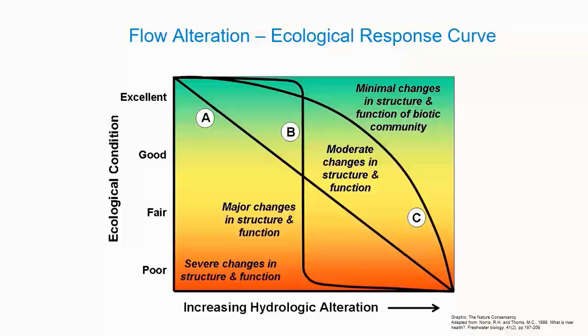Curve C, in various forms, is likely to best describe the effects of hydrologic alteration in a majority of freshwater systems, as it reflects the resilience of systems to natural levels of hydrologic variation, as well as the breaking down of that resilience as humans push alterations beyond natural levels.